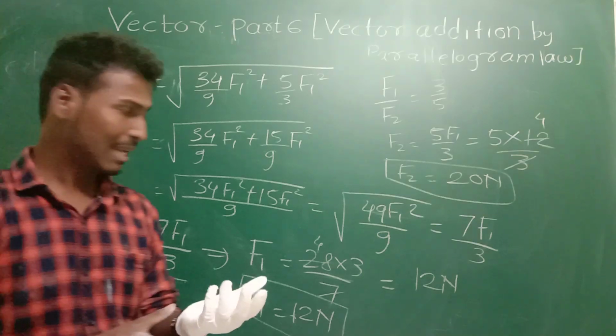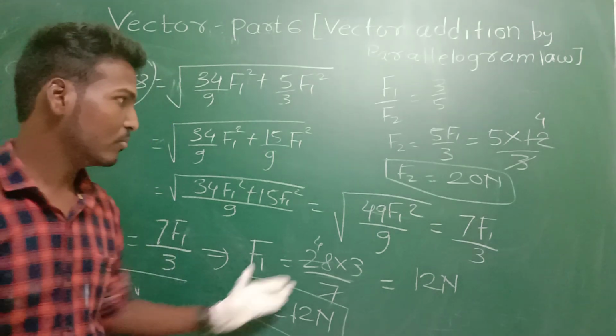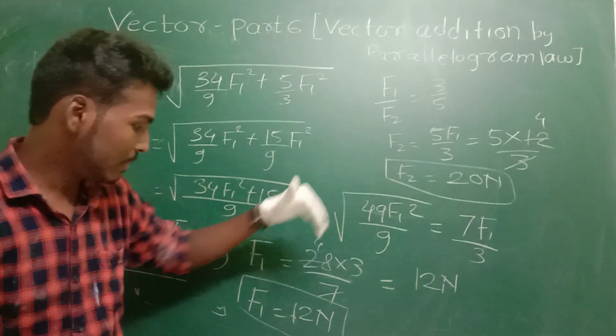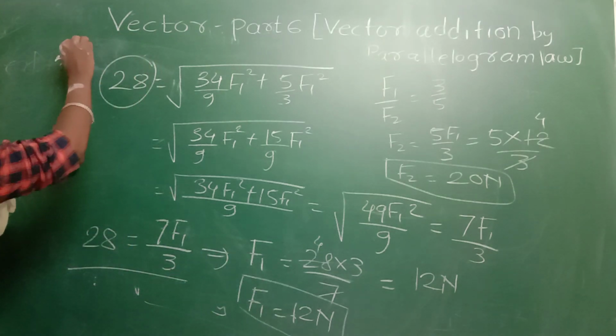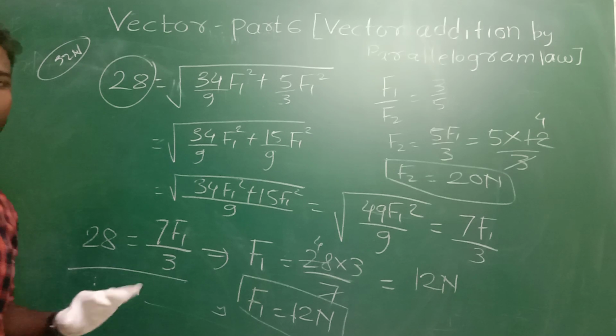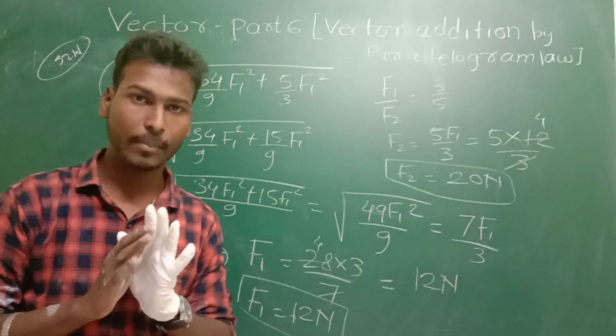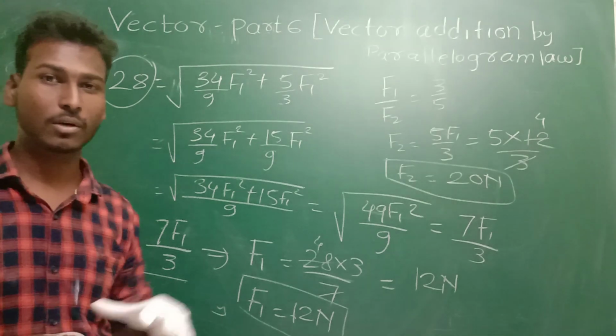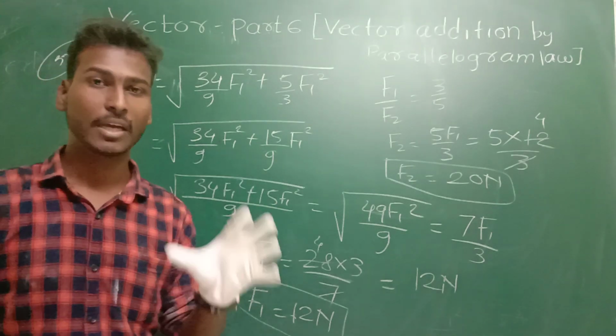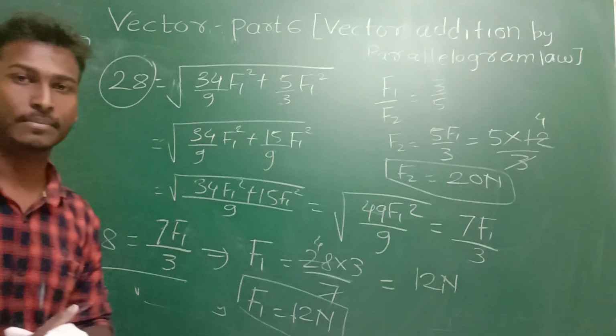Similarly, they have given a resultant of 28 Newton. We can analyze that the maximum resultant will be F1 plus F2, which is 20 plus 12, that is 32. So up to 32 Newton, if they have given the resultant, the data is appropriate and there is no problem. But if they have given a value above 32, then the data in the question will definitely be inappropriate. Just note it down.